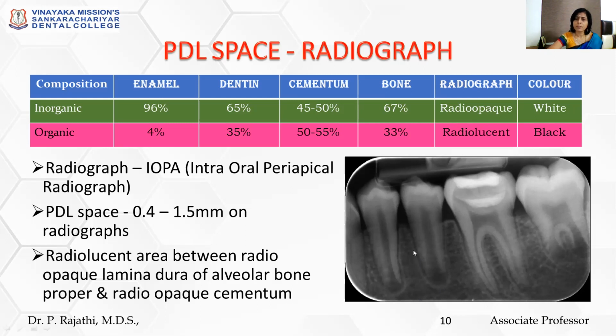So this radio-opaque line outside this radiolucent line, that is the periodontal ligament space, we call it as lamina dura. It's actually bundle bone. In a radiograph, we call it as lamina dura. So periodontal ligament space is the radiolucent area between the radio-opaque lamina dura of the alveolar bone and the radio-opaque cementum. So in radiograph, the periodontal ligament space, this is a magnified image, ranges from 0.4 mm to 1.5 mm.